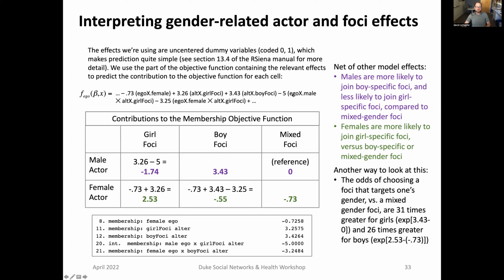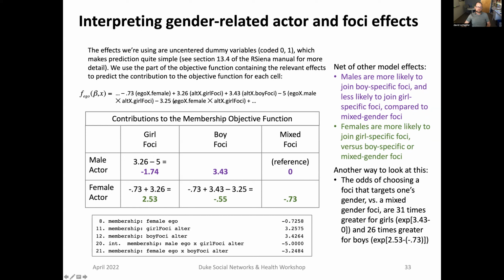That evaluates to 0. A male joining a girl foci, well, we're talking about a male, but we're talking about a girl foci, so that brings in our estimated coefficient of -5. I should mention these are all the estimated coefficients from below. Our coefficient of -5 comes in, and so we subtract that. Okay, and then the interaction between female and girl foci would be down below, so that's not relevant. So that's where our predicted contribution comes from.